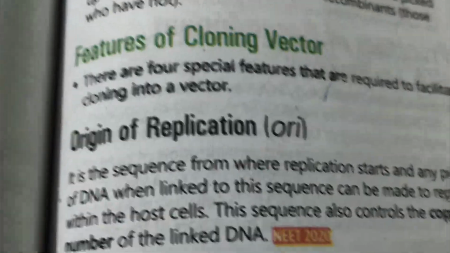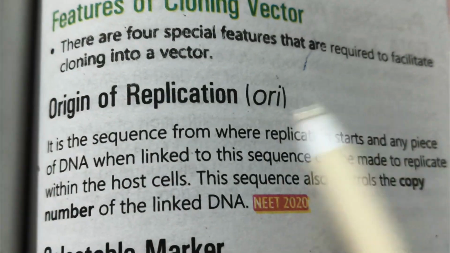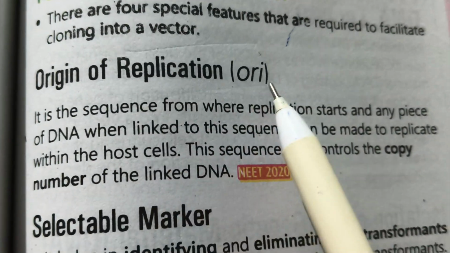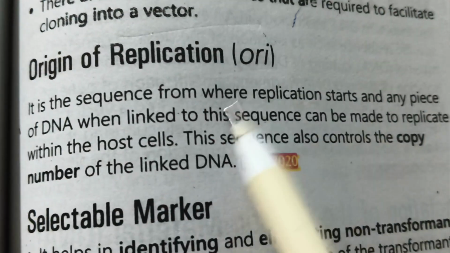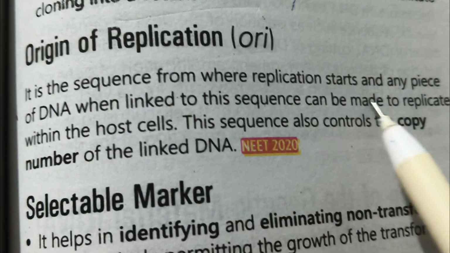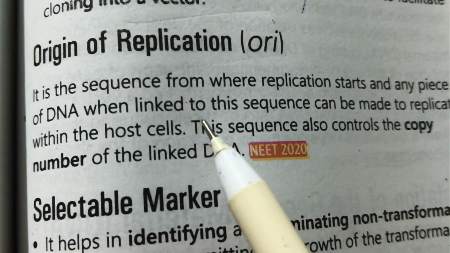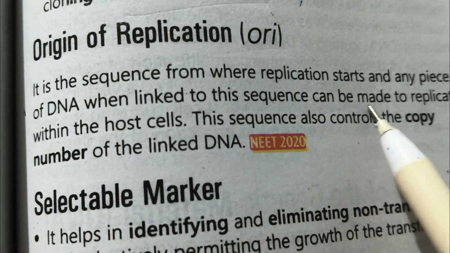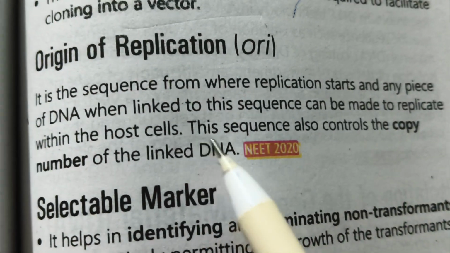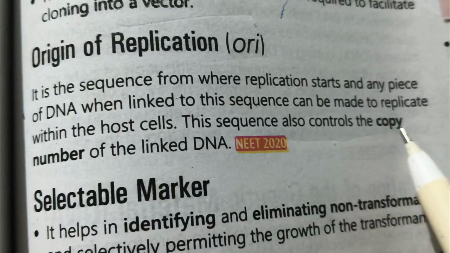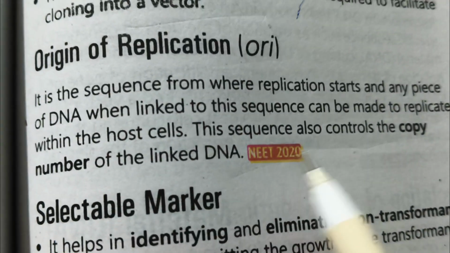So then let's come to the features of a cloning vector. There are 4 special features required to facilitate cloning into a vector. Origin of replication, ORI, which we call ORI. It is the sequence from where replication starts, and any piece of DNA when linked to this sequence can be made to replicate within the host cells. This sequence also controls the copy number of the linked DNA.